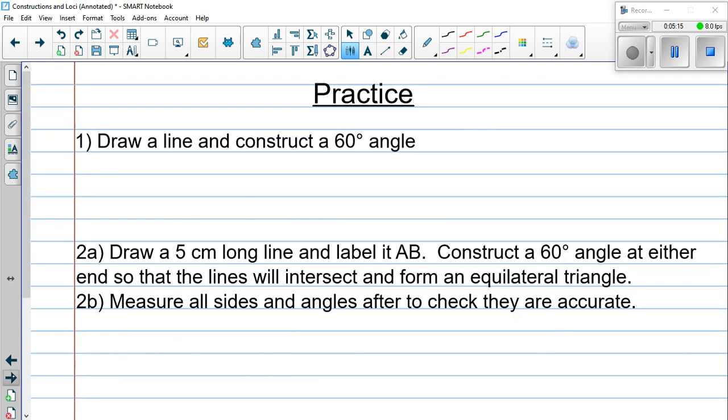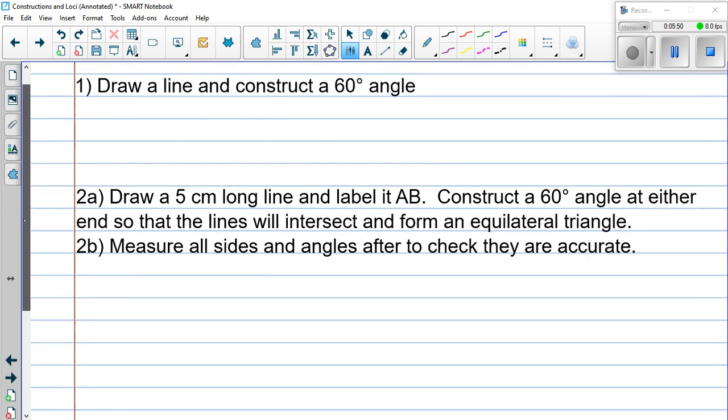Now, for practice for you is the following. 1, draw a line and construct a 60-degree angle. 2, draw a 5 centimeter long line and label it AB. Construct a 60-degree angle at either end so that the lines will intersect and form an equilateral triangle. And then part B, I want you to actually measure all your sides and angles to make sure they're accurate. Yours will be different than mine, but yours should all match. Okay, so pause the video now, and then we'll go through the answers when you're ready.